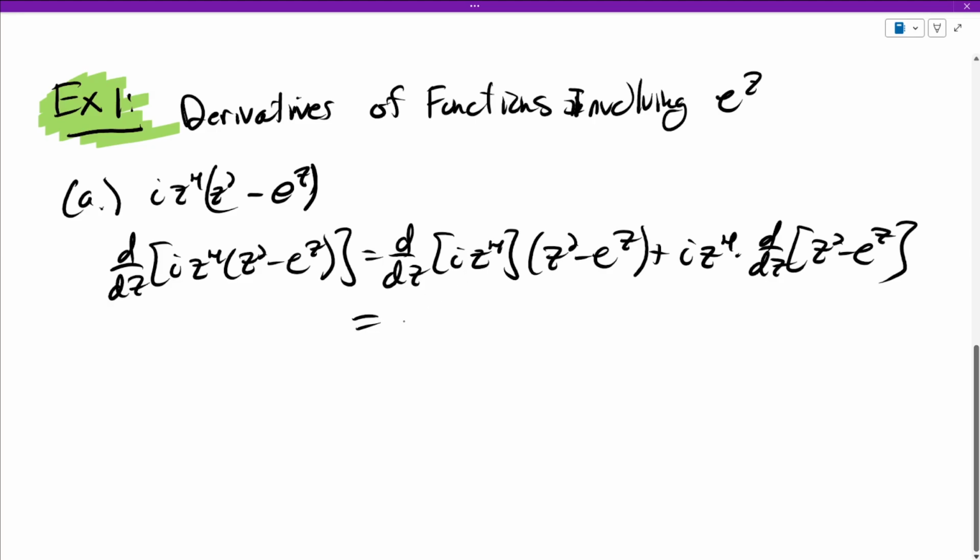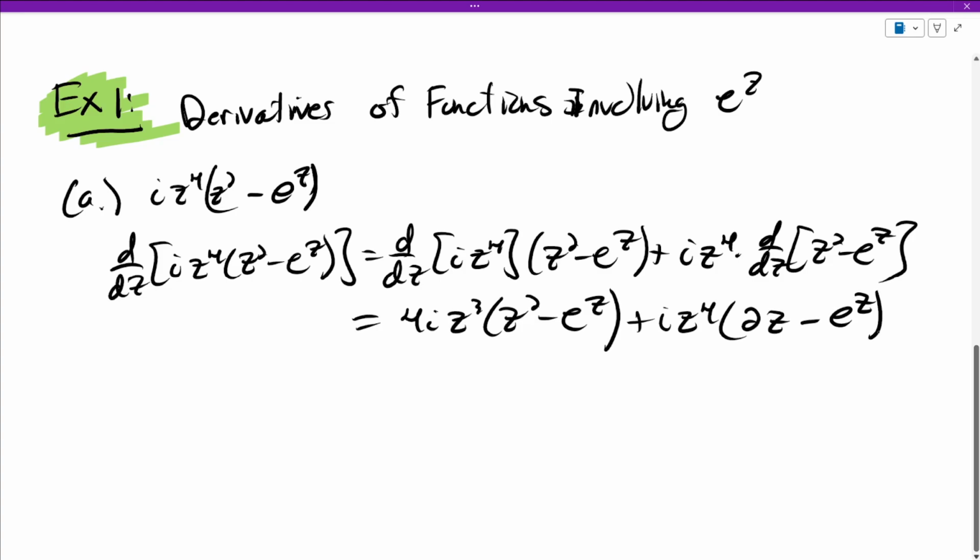And this first guy is 4iz cubed times z squared minus e to the z. And this next one is going to be 2z, and then the derivative of e to the z we just showed was itself. Great. And that's it. You could combine, you could multiply things out, but the calculus is done.